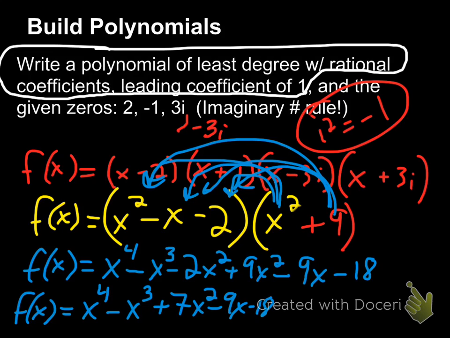Okay? Any questions on what I did there? Okay. Before you go, this thing right here, f of x equals x minus 2 times x plus 1 times x minus 3i times x plus 3i, that's the most important part. From there, it's just expanding polynomials, which is a pain, but the most important part is building that function first, okay?